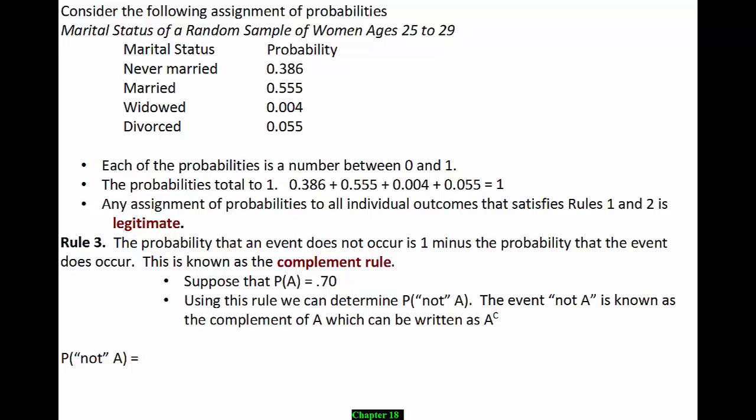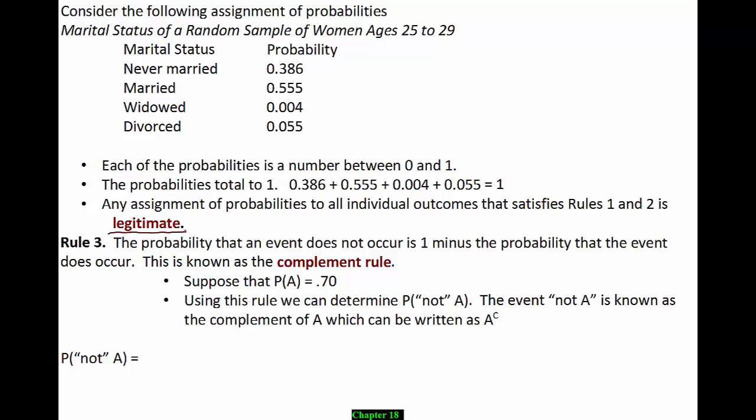Any assignment of probabilities to all individual outcomes that satisfies Rule 1 and 2 is legitimate. A legitimate assignment of probabilities. This is a definition you need to know. It shows up in your homework. It usually shows up on exams. A legitimate assignment of probabilities is when it satisfies Rule 1 and Rule 2. That is, check to make sure that all the probabilities are between 0 and 1, none are negative and none are bigger than 1, and that they all add up to 1. Then you've got a legitimate assignment of probabilities.